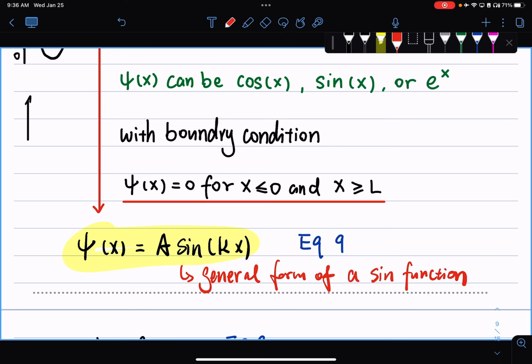Okay. So now we have 2 different terms we need to solve. One is this A coefficient, which is what we call the normalization coefficient. We'll worry about it later. And now let's just look at this k. How can we solve for the k with the boundary condition we're given?